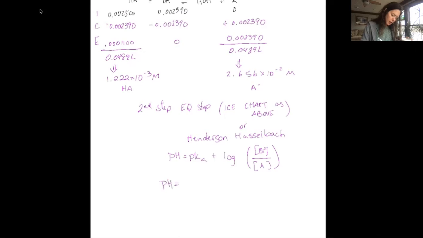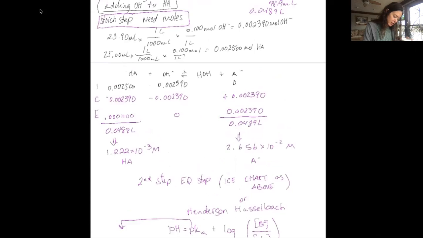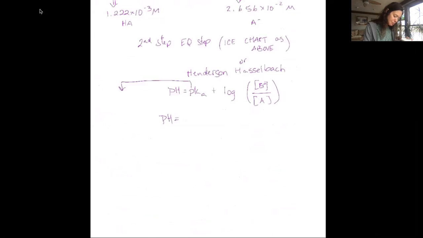pH equals pKa. The last one gave us the pKa, so we should have used this equation. This time we have the Ka, and we have to use the Ka to get the pKa. So remember that pKa equals negative log of Ka. So pKa equals negative log of 1.8 times 10 to the negative fifth. I'm pretty sure that's 4.74.